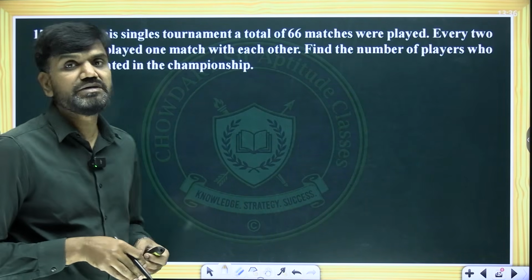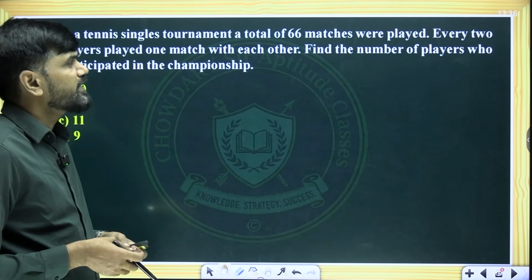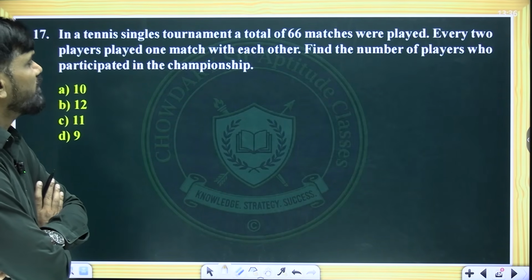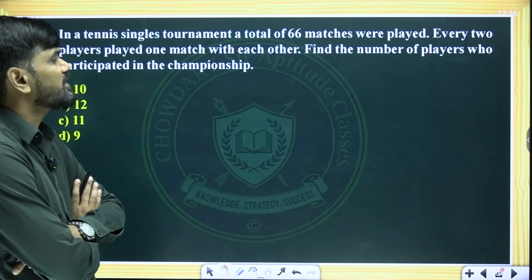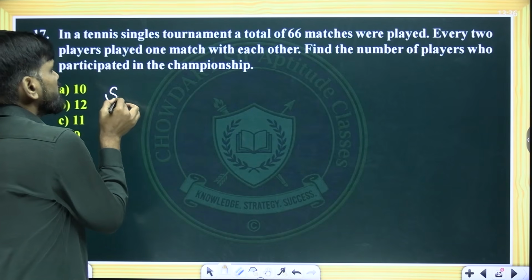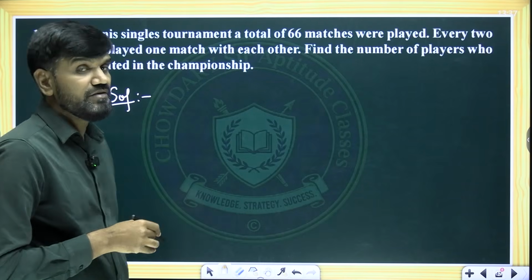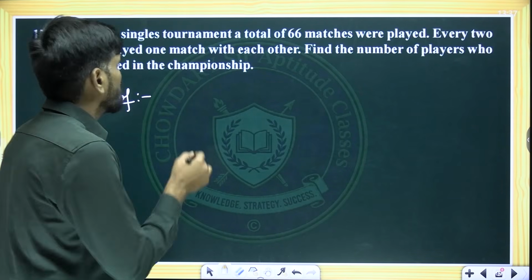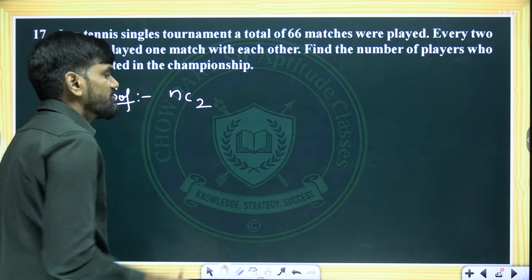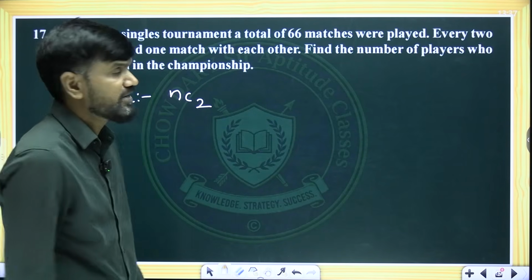Next, problem number 17. In a tennis singles tournament, a total of 66 matches were played. Every 2 players played 1 match with each other. Find the number of players who participated in the championship. So it is a knockout tennis tournament. Every person is playing with every other once, means NC2. Out of n people, every person plays a match against every other person, means NC2. Between any 2 people, 1 match will happen.